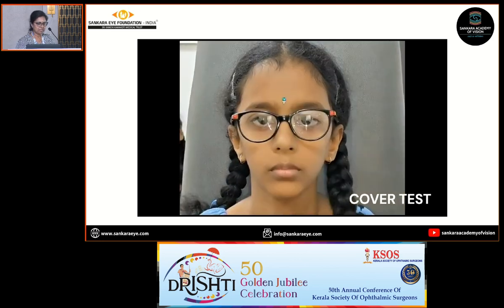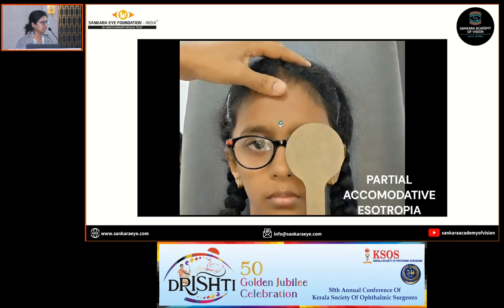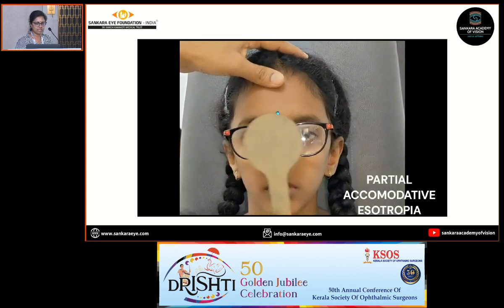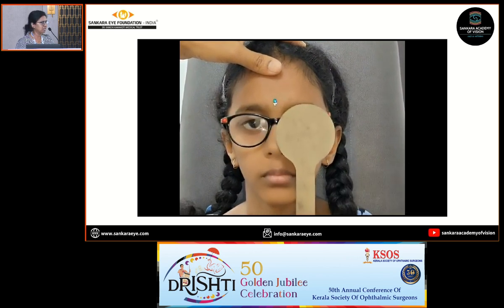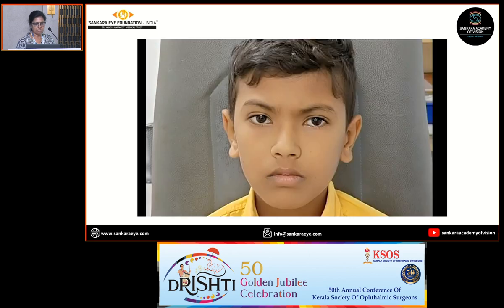So this is another patient with esotropia. She wears glasses and it appears as if the eyes are straight. It doesn't end here. You do alternate cover test and you see that the right eye is deviating out. So there is some residual squint or esotropia. This is partially accommodative esotropia.